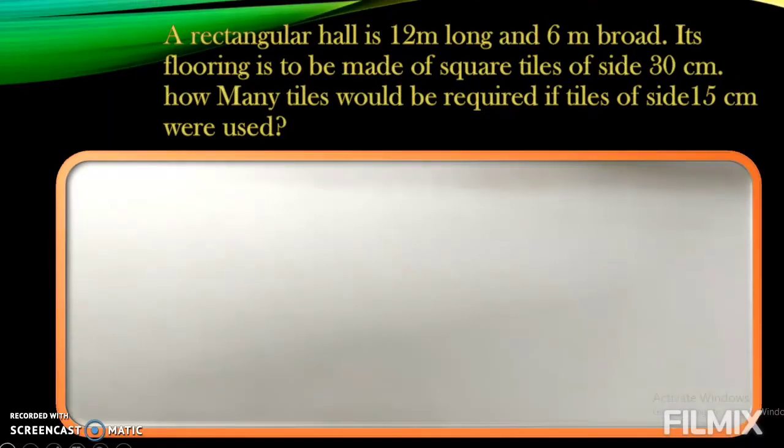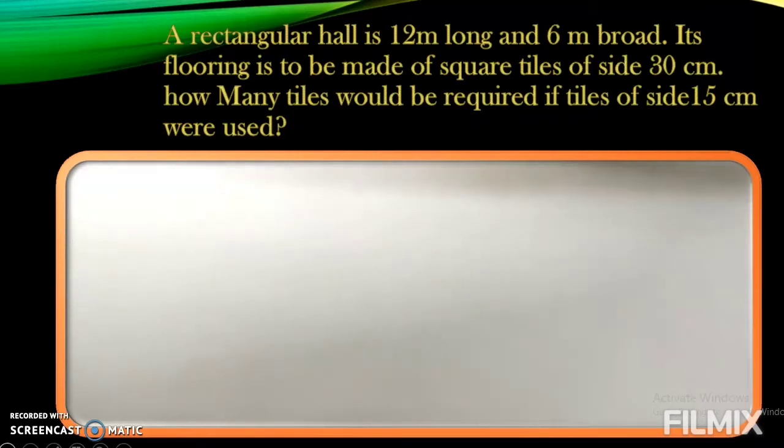Next question is, a rectangular hall is 12 meter long and 6 meter broad. Its flooring is to be made of a square tile of side 30 centimeter. How many tiles would be required if tiles of 15 centimeter side?